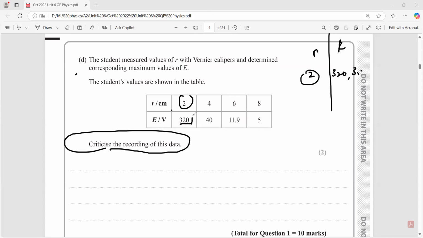Another thing, inconsistent significant figures in the EMF. Here 3, 2, 3, 1. So that is the inconsistent significant figures. That is another thing.